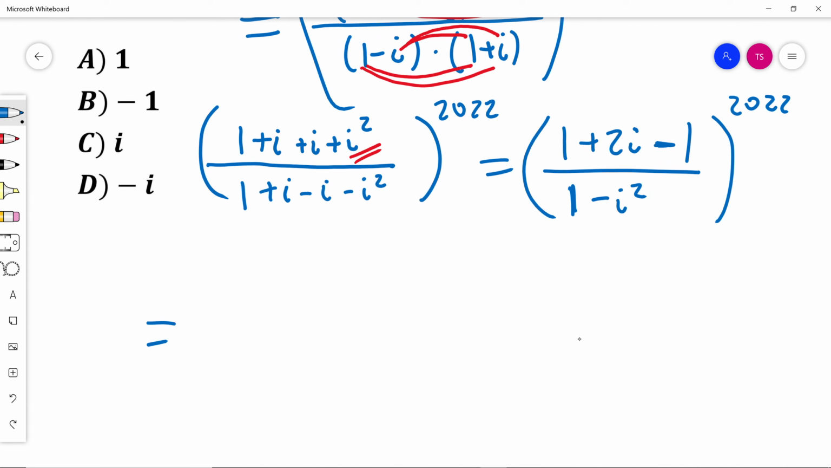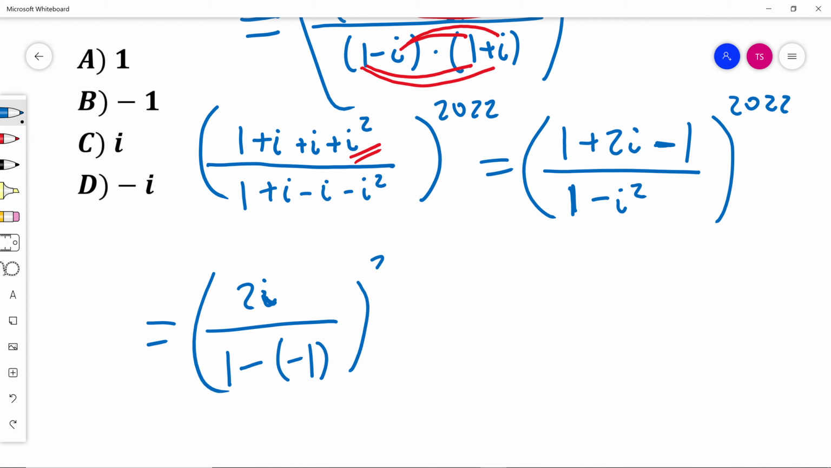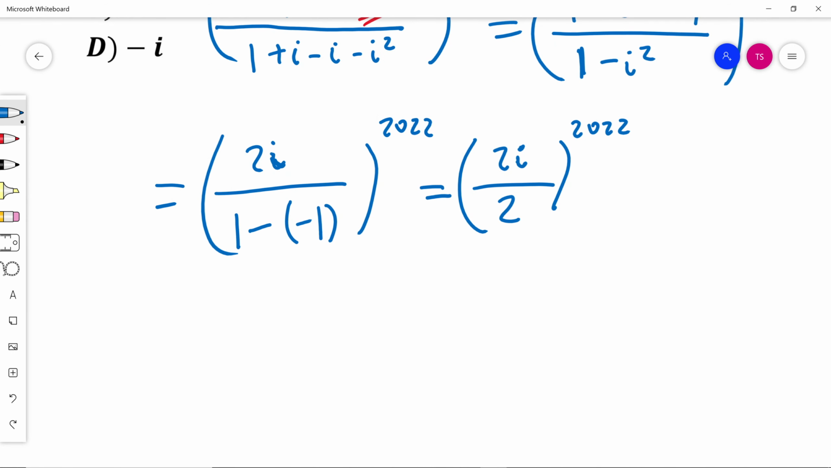Then in the numerator I will have just 2i, and in the denominator I will have just 1 minus, and I know that i squared is negative 1, and all of this will be to the power of 2022. Then in the numerator I have 2i, in the denominator I will have 2. Next step, 2 divided by 2 is just 1. So 1 times i, this will be i to the power of 2022.